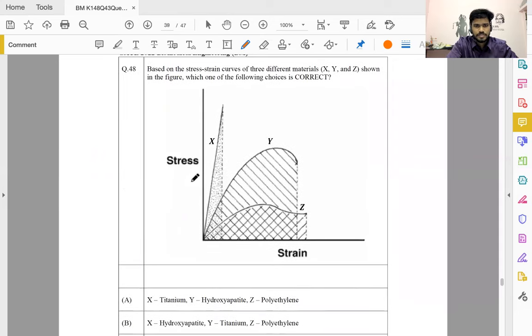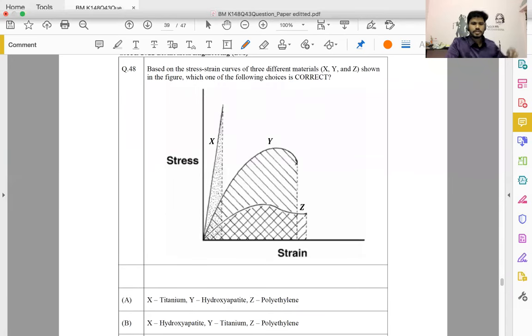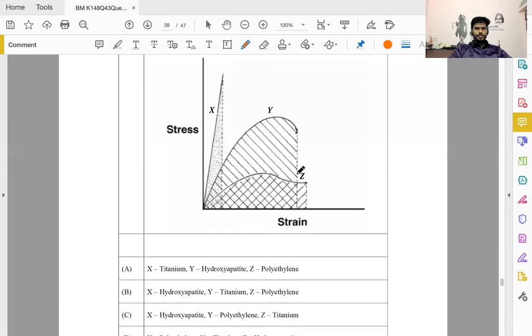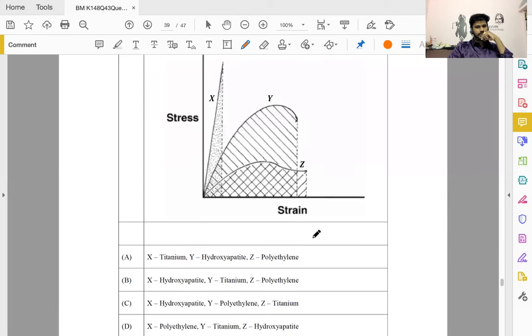Okay, objection. Based on stress strain curves of 3 different materials X, Y, Z shown in the figure, which of the following choices is correct? Again, I took a poll on YouTube because I don't agree with the official key. Some of us had a discussion on YouTube. There is this community session where we post things. So what's your take? Question worth challenging, certainly.